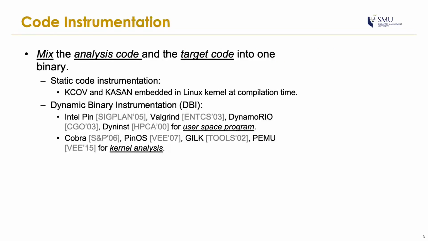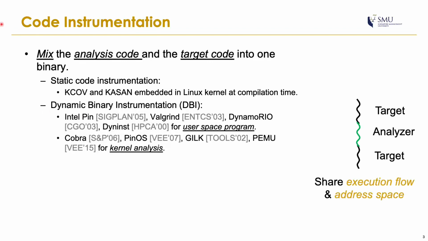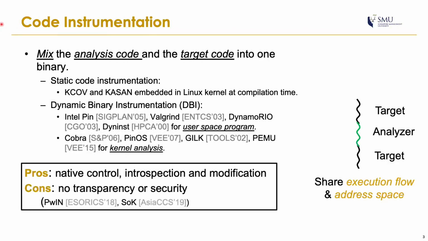Code instrumentation mixes the analysis code and the target code into one binary, either statically or dynamically. Because of the code mixture, the analyzer and target share the execution flow and also the address space at runtime. Due to the address space sharing, the analyzer has native control towards the target. It's convenient for the analyzer to introspect or modify the target. The downside is that there's no transparency or security protection. The target can easily detect or even attack the analyzer, as proved by recent works.